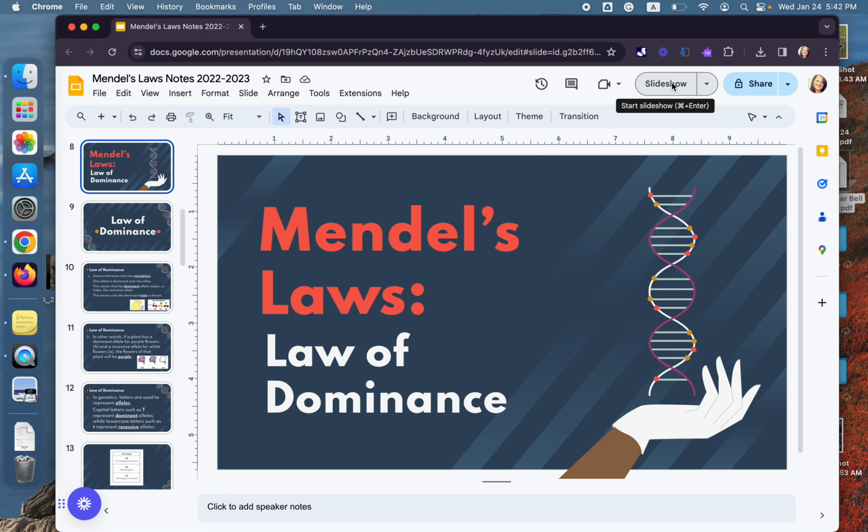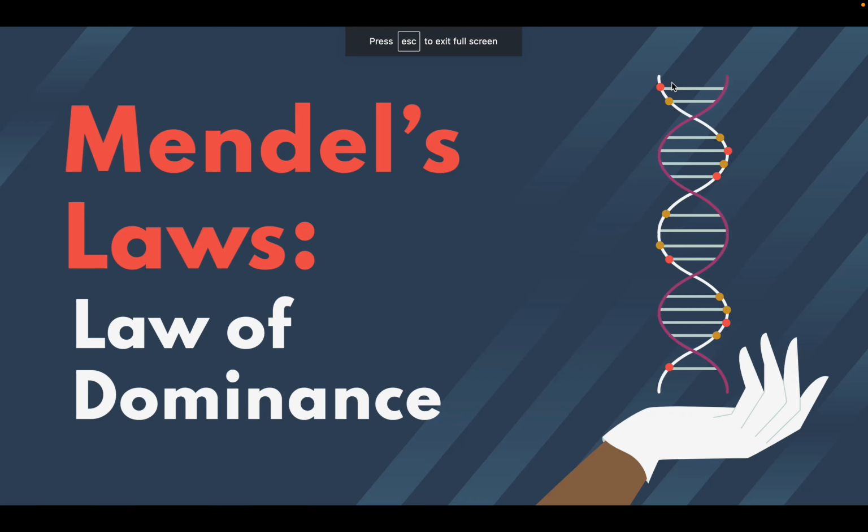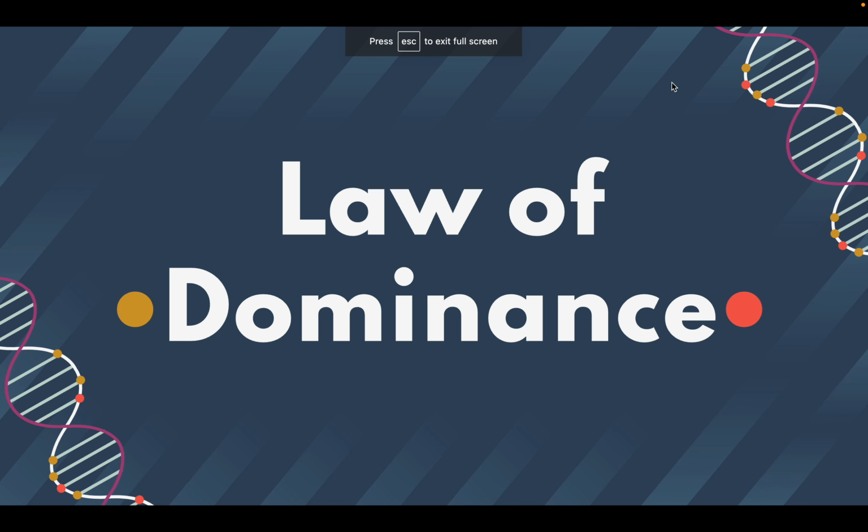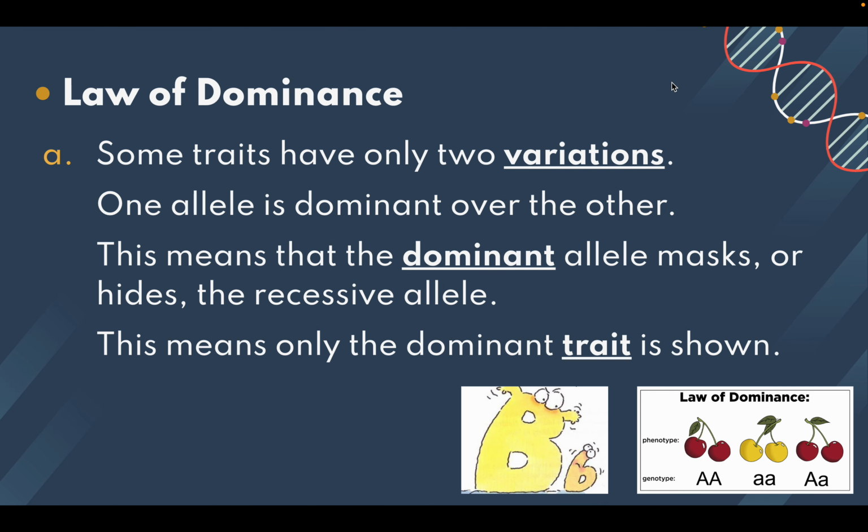of Mendel's laws of genetics, and this is the law of dominance. What you need to know is that in the law of dominance, some traits only have two variations. This means they can be red or they can be yellow, like you see in the cherries down here. So there's two versions of color, red or yellow.